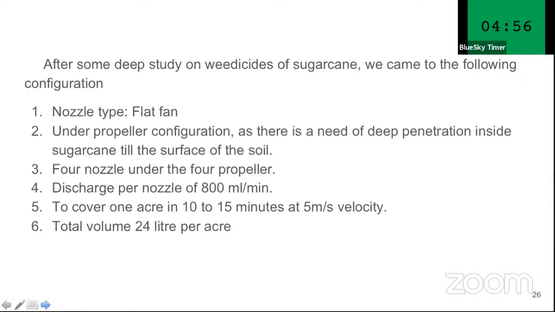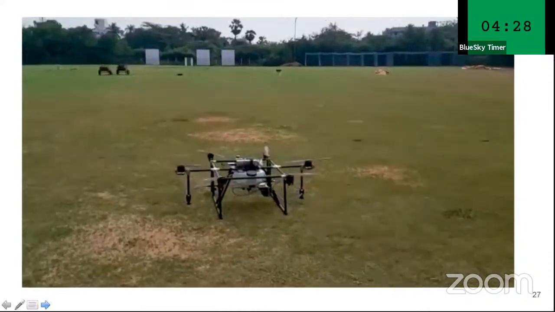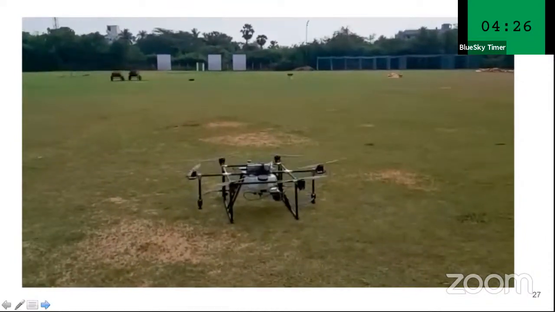We have used a flat fan nozzle type in an under propeller configuration, as there is a need for deep penetration inside the sugarcane till the surface of the soil. 4 nozzles under the 4 propellers, with a discharge rate of about 800 ml per minute. To cover 1 acre, it takes about 10 to 15 minutes at about 5 meters per second, the same kind of velocities as before. And the total volume is about 24 liters per acre. So again, this is a smaller drone that way, right?